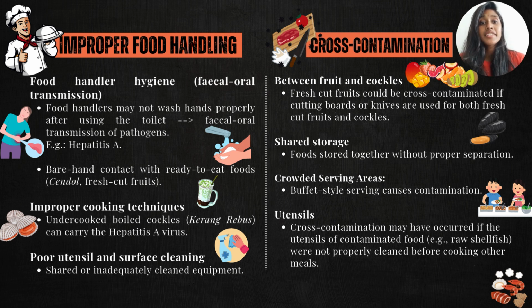Undercooking high-risk foods such as boiled cockles, which is kerang rebus, can allow the hepatitis A virus to survive. Proper cooking at high temperatures is essential. Inadequately cleaned cutting boards, knives, and equipment can spread the virus from one food item to another.